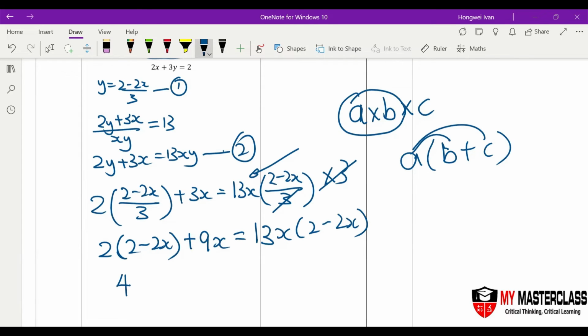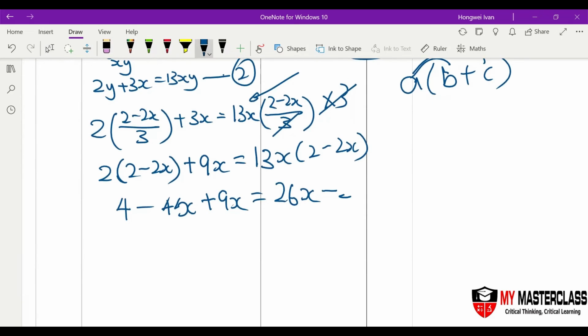Open: 4 minus 4x plus 9x equals 26x minus 26x squared. Bring everything to the left. 26x squared, minus 4 plus 5, 9 is 5.